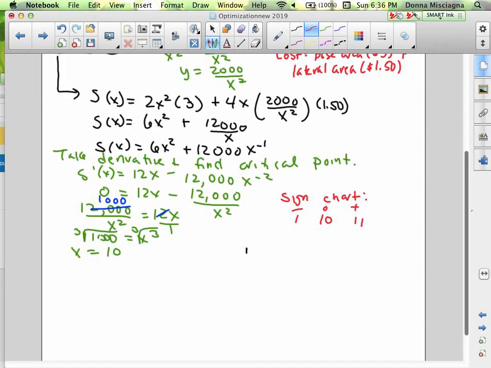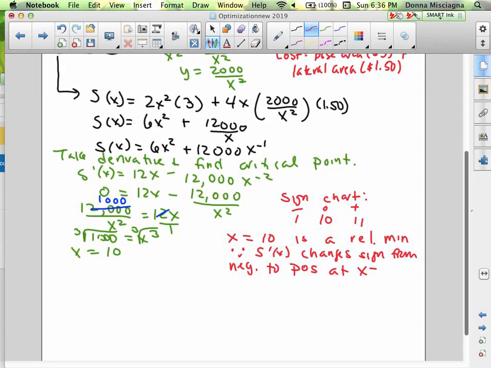X equals 10 is a relative minimum because s prime of x changes sign from negative to positive at x equals 10. All right, so we've justified that. Always want to justify it.